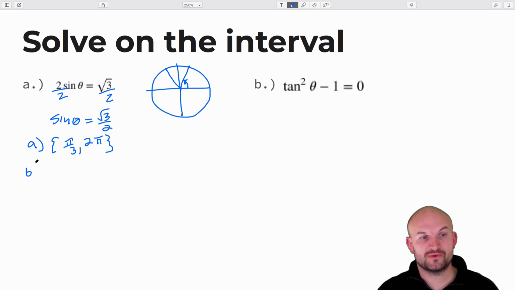Now again, for the next one, it says find all the solutions between 0 and 2 pi. Well, my 2 solutions are in the first and second quadrant, so my solutions are not going to change. That's going to be pi over 3 and 2 pi over 3.